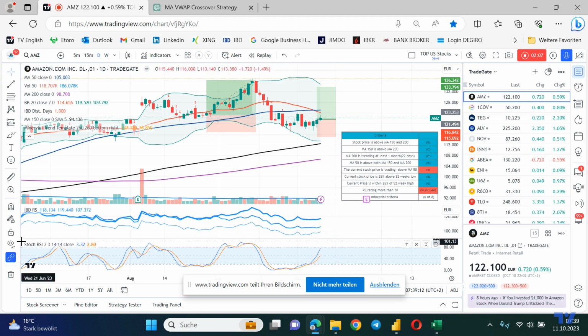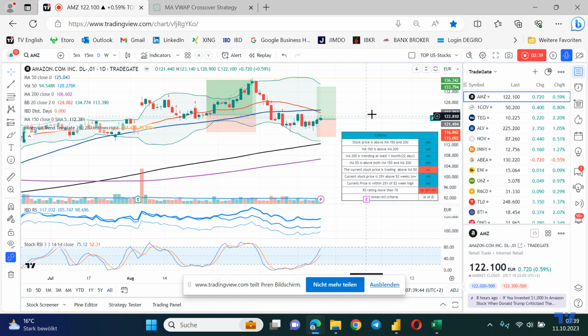100. Then we have the stochastic RSI lines, which indicate an overbought or oversold condition. Oversold condition always is when the two lines are below this blue area here. That's helpful because we're looking for pullback entries in oversold positions, which provide us with lower risk trades.